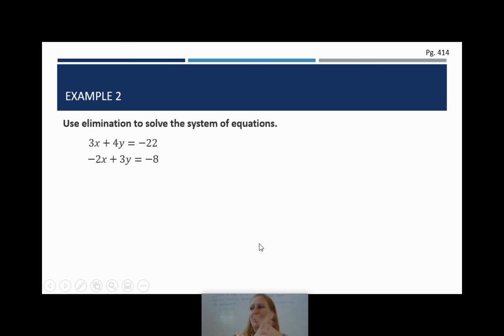All right, I have another challenge for you all. I would like you to do example 2 on page 414, and I'm going to give you a hint. We multiplied one equation to get opposites, but you could multiply both equations by different constants to create opposites. You could. That's allowed. Go ahead and hit pause. See if you can work this out, and then hit play when you're ready to check your work.